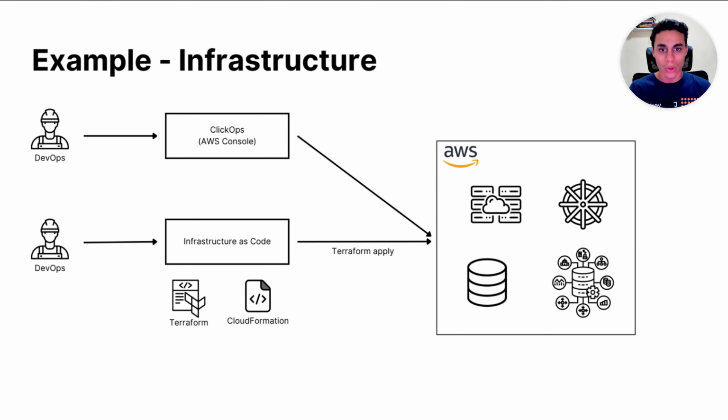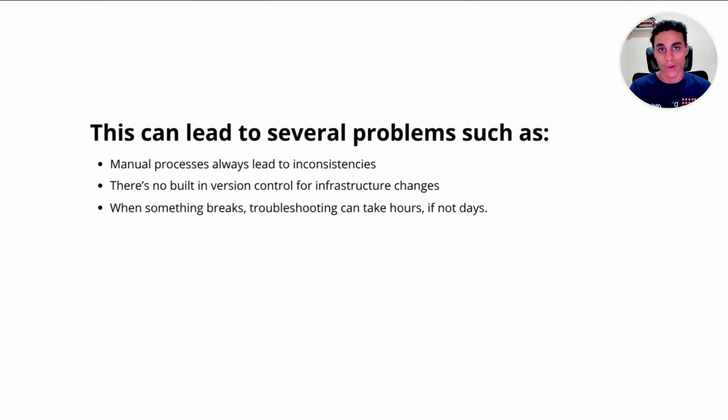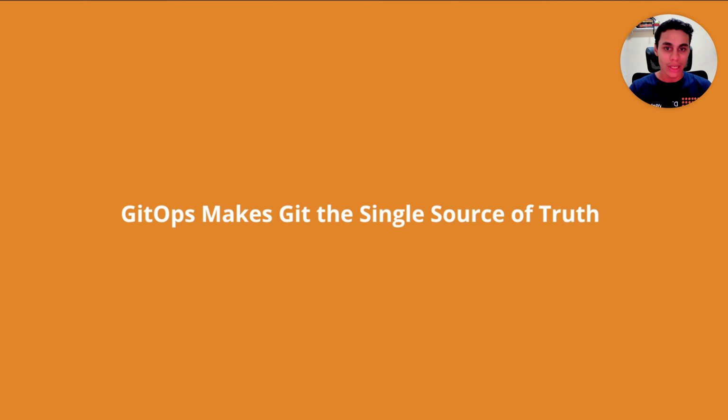And while this works, this can lead to several problems. First, this approach is not scalable and it's definitely not reliable. Manual processes always lead to inconsistencies. What is running in production might not match what was intended, and there is no built-in version control for infrastructure changes, which makes rolling back risky and messy. And when something breaks, troubleshooting can take hours, if not days, because there is no single source of truth to rely on. And that's where GitOps comes in.